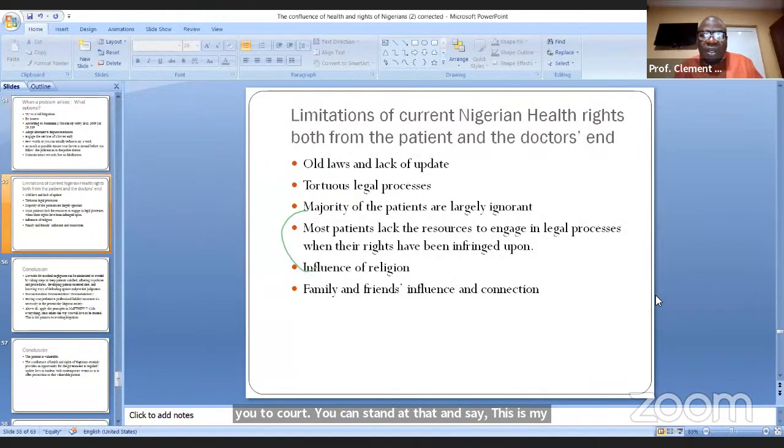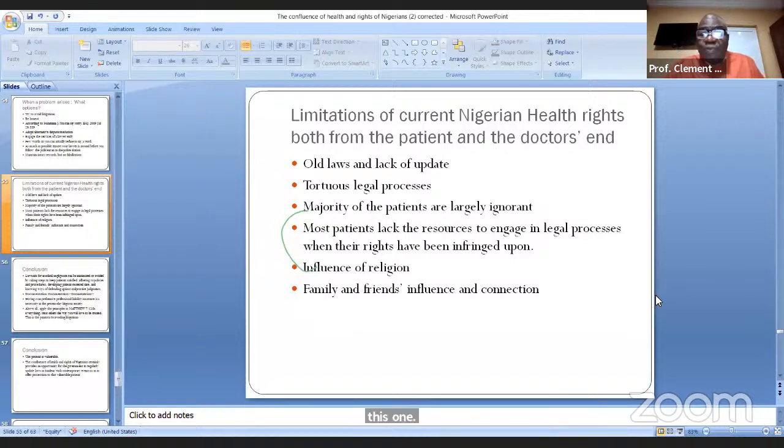Very important. What are the limitations of current Nigerian health rights, both from the patient and the doctor's end? Number one, our laws are very old and hardly ever reviewed. They're not updated. That's one of the problems, because times have changed. Laws also have to be dynamic and change with society. Then the legal process is tough. It can take 5 years, 10 years to pursue one case of mismanagement. So because of that, some patients don't want to go.